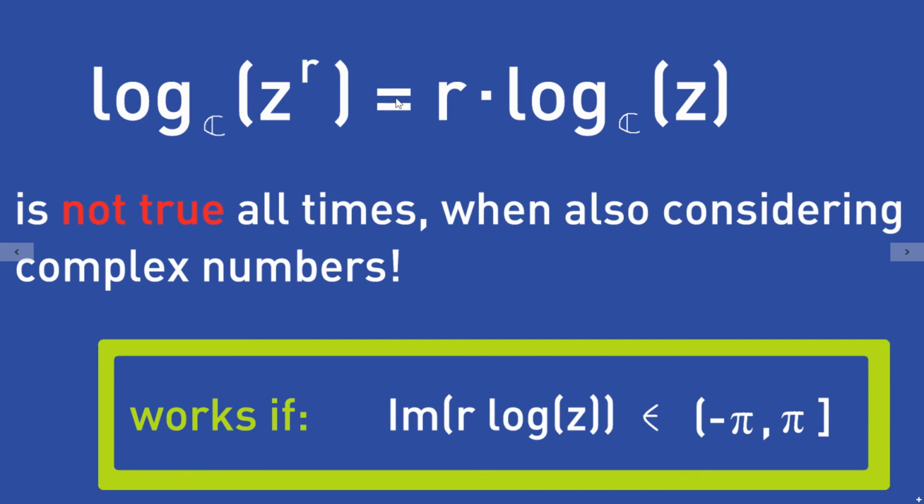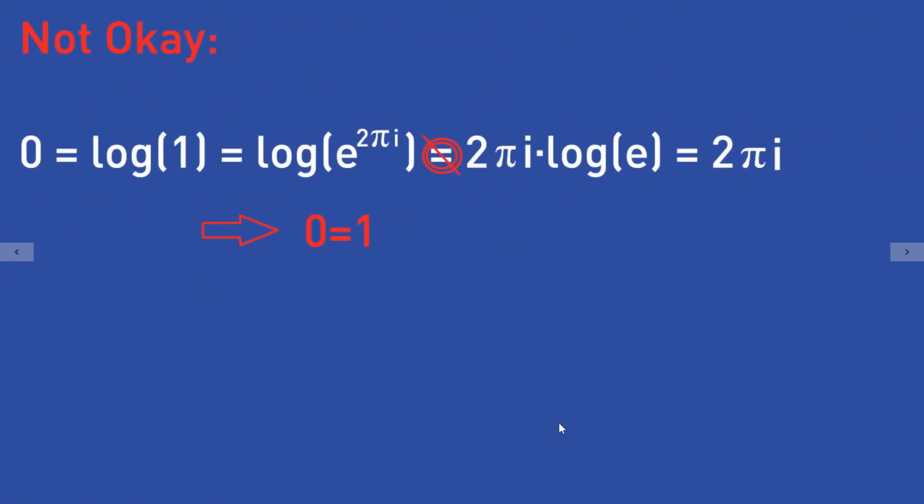So this calculation rule is true when the imaginary part of r times the complex logarithm of z is in this interval here, so between -pi and pi. If this holds true for some complex numbers r and z, we can use this calculation rule here. If you ignore this extra condition here, you will get wrong results. Just look at this example here. So this calculation would be not okay.